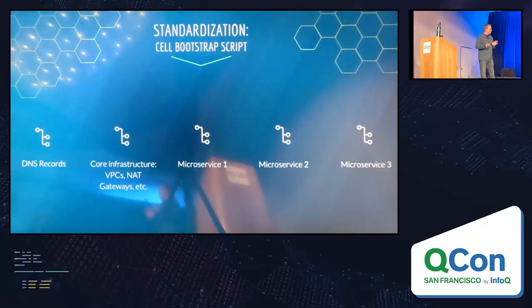Okay, last piece of standardization that I wanted to talk about. We have a thing that we call the cell bootstrap script. So we've talked about how your application is probably made up of several microservices. There's probably a few other things that make up your application as well, like some core infrastructure, like networking things, shared networking components like VPCs, NAT gateways, maybe some shared database resources. You may also have, in our case, we also have a separate little project where we can keep the infrastructure code for our DNS records.